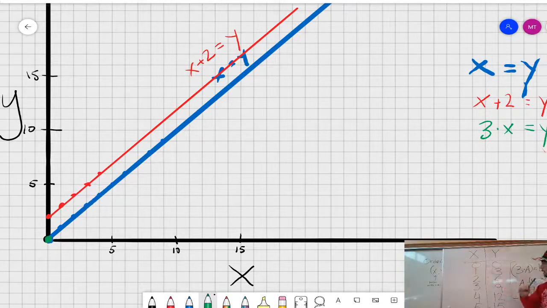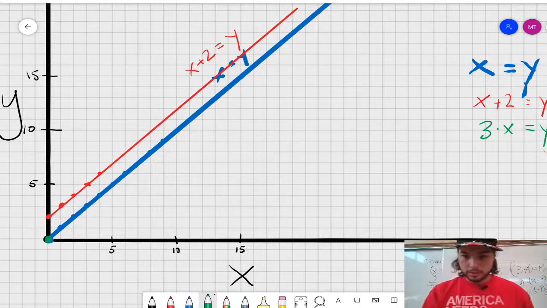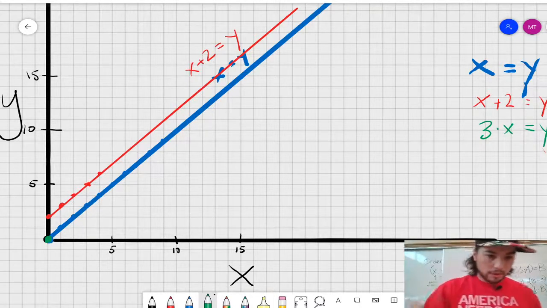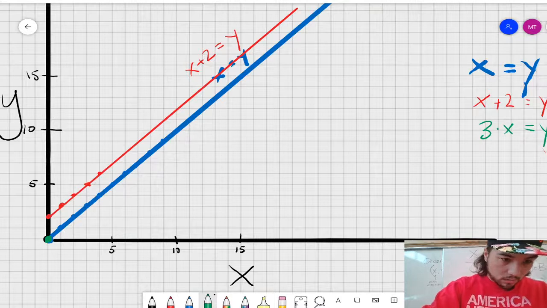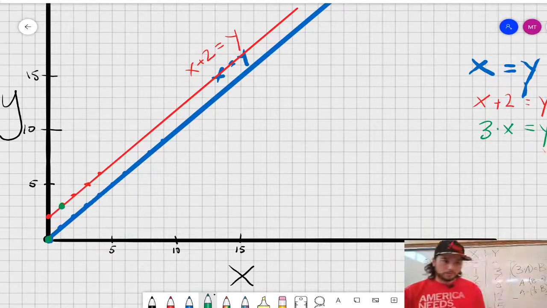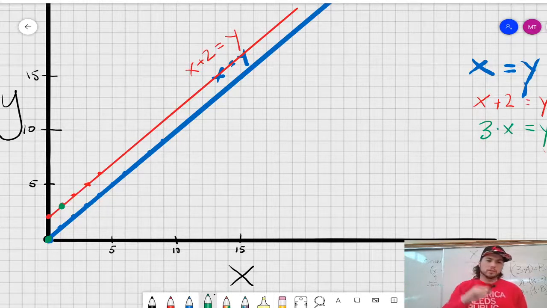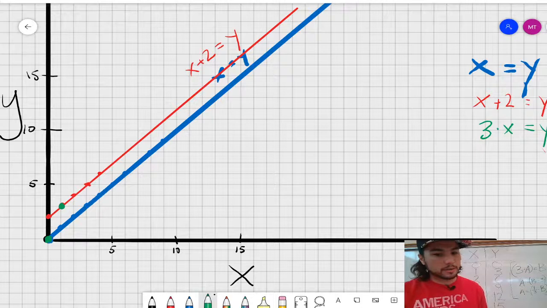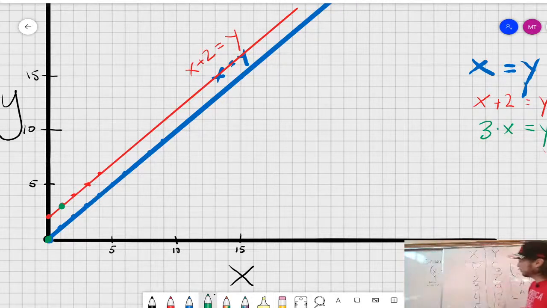X equals 1, y equals 3. So let's put that on our graph here. X equals 1 and y equals 3. Oh, we switched from the blue line to the red line. Interesting. I wonder if it'll go back and forth between the blue and the red. It'll zigzag, maybe. Let's check our next data point here.